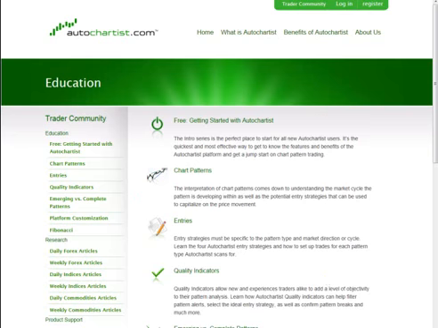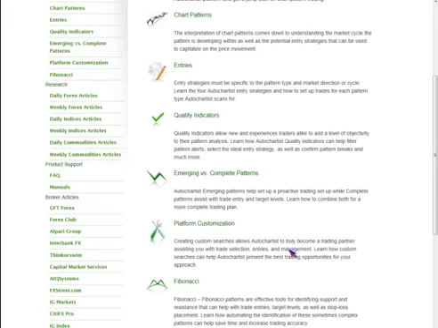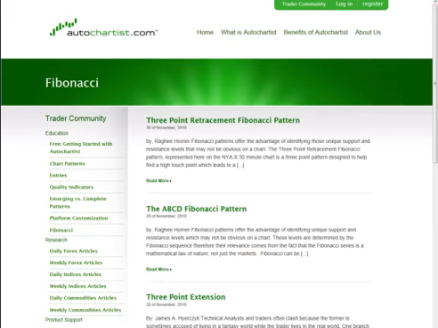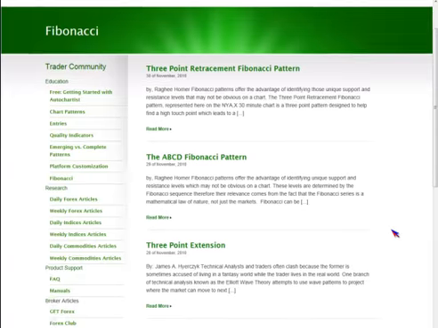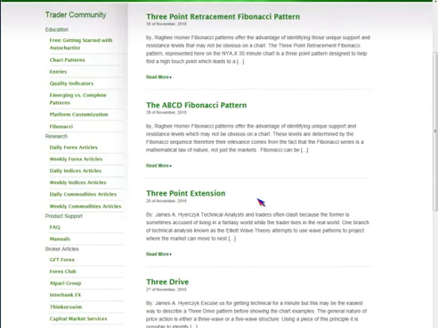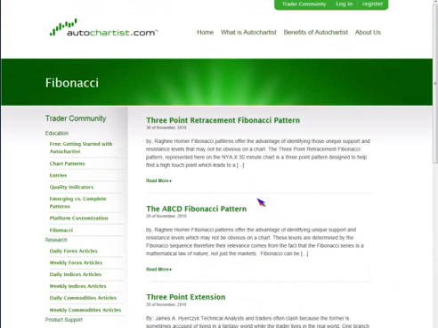It's a great resource. Not to mention, like I said, we've got resources about Fibonacci patterns right here at the autochartist.com website. Let me give you that link as well, because I know a lot of people have asked me, Raghee, I see that the Fibonacci patterns are available. I don't know enough about ABCDs and three-point retracements and three-point extensions and so forth, three-point drives, and there's a number of articles written here about that in particular.